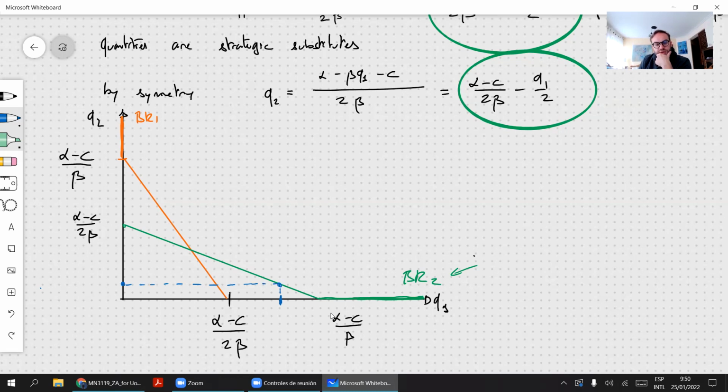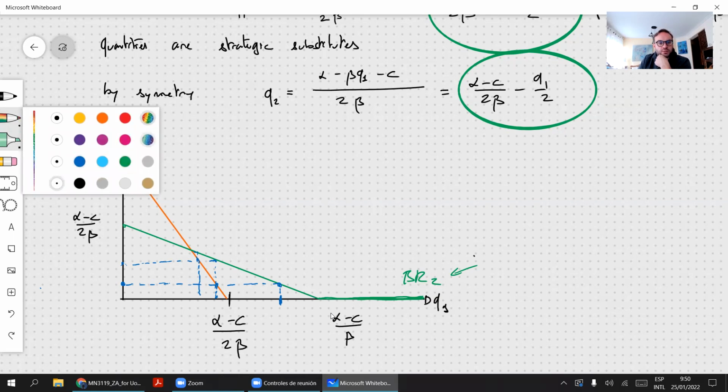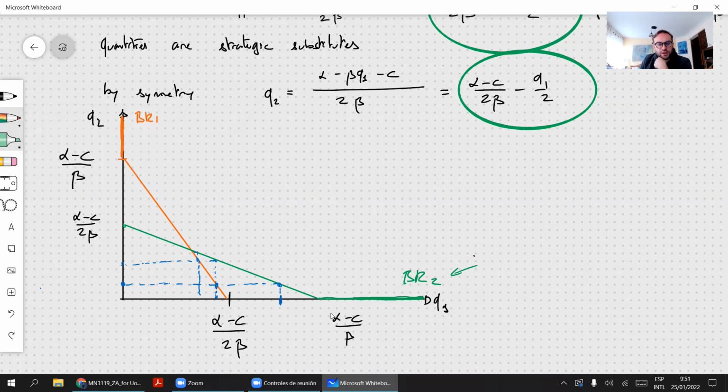And if 2 produces this, what is the best response of 1? The best response of 1 is to produce this quantity. And if 1 produces this quantity, the best response of 2 is to produce this quantity. And if 2 produces this quantity, the best response of 1 is to produce this quantity. And then 2, it's here, and so on. So you will have a convergence towards this point.